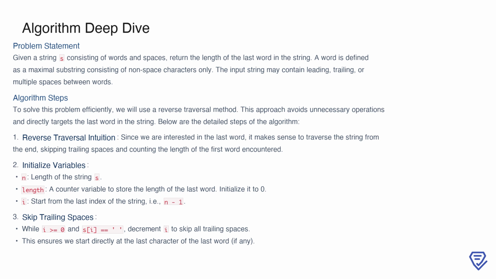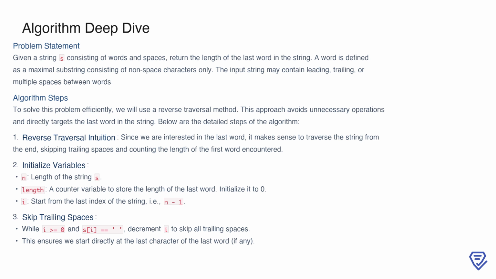The first step in the algorithm is to understand the intuition behind reverse traversal. Since our goal is to determine the length of the last word, it's logical to start from the end of the string. This way, we can skip trailing spaces and immediately count the characters of the last word. Next, we initialize three variables: n, the length of the string; length, which will store the length of the last word and is initially set to 0; and i, the index pointer, which starts at the last character of the string, or n-1.